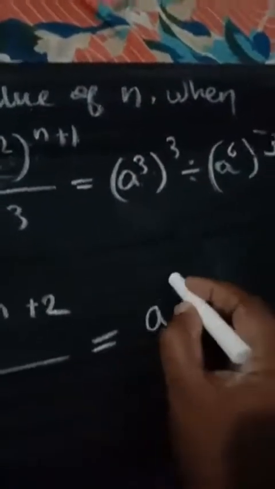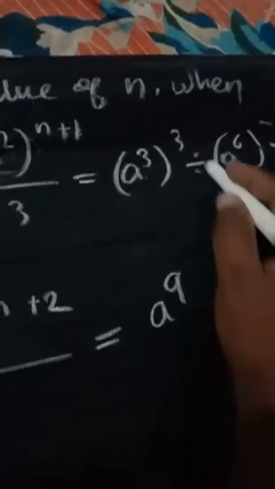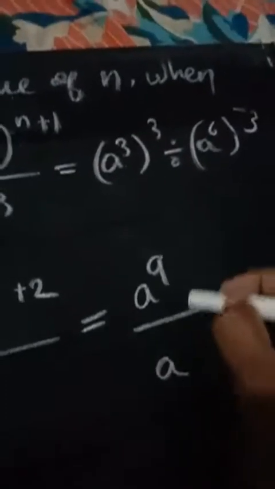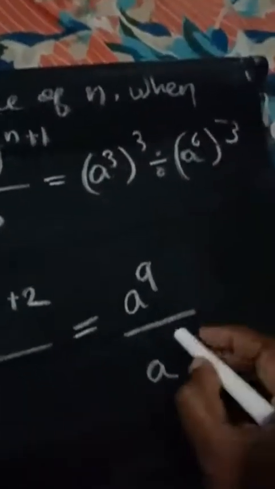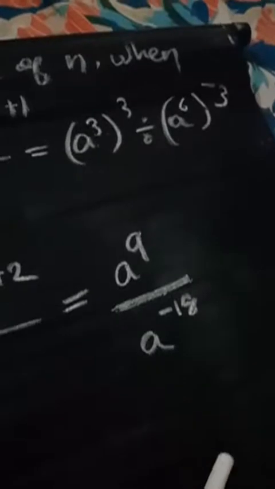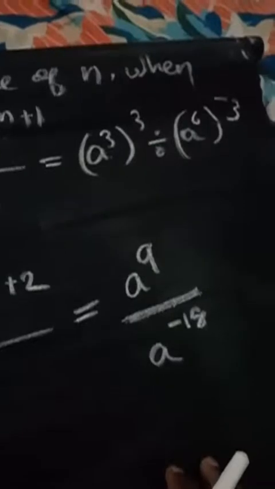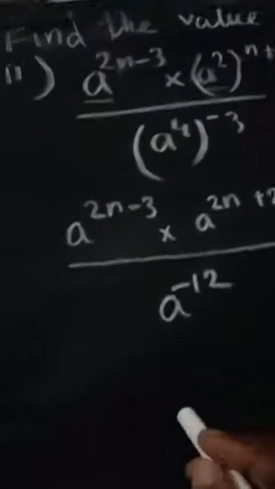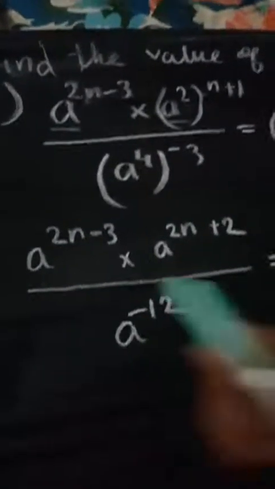Now in RHS, (a³)³: 3 threes are 9, a raised to 9. This is divided by, we can write this way, a raised to 6 into minus 3, minus 18. No change in sign, because this is a division and we are going to write it this way only. We are not taking a reciprocal or anything. Division means we know this is the division sign. A raised to 6 into minus 3 is a raised to minus 18.